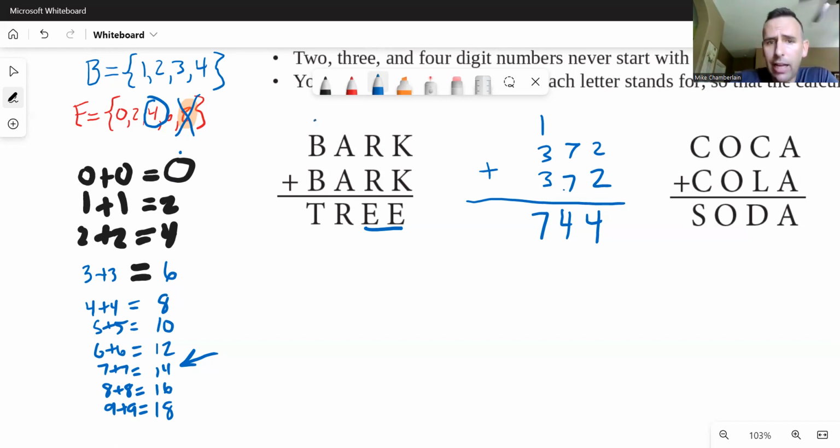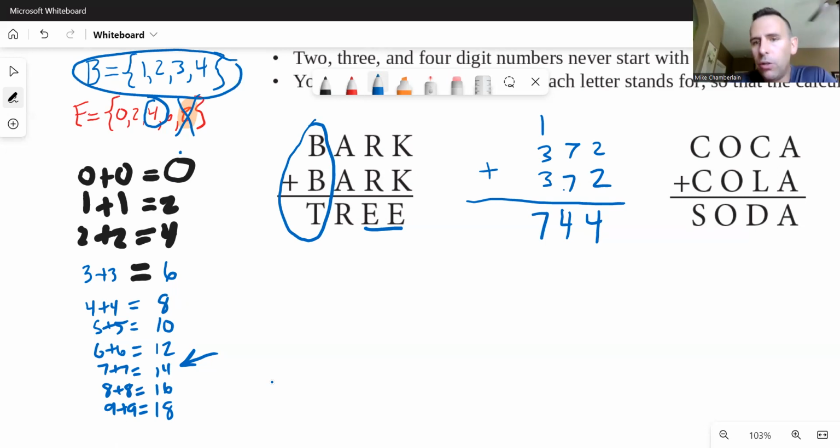But then that takes me to the last place. I need to figure out B plus B equals 2T. Now, the issue is, remember, B can only be either 1, 2, 3, or 4. But I've already used 2, 3, and 4. All that's left is 1. But 1 plus 1 is 2, and I can't do that because I've already used a 2. So it's like, wow, I'm really out of luck.